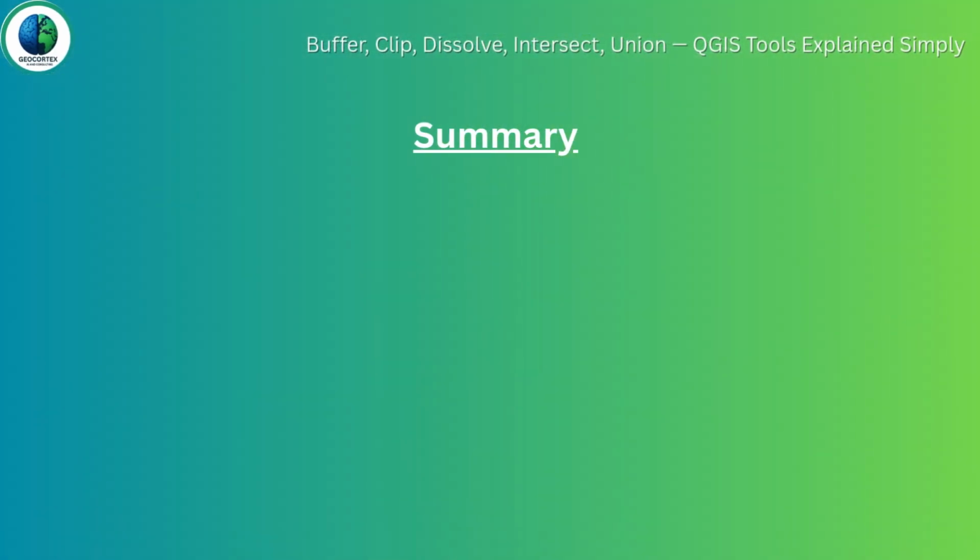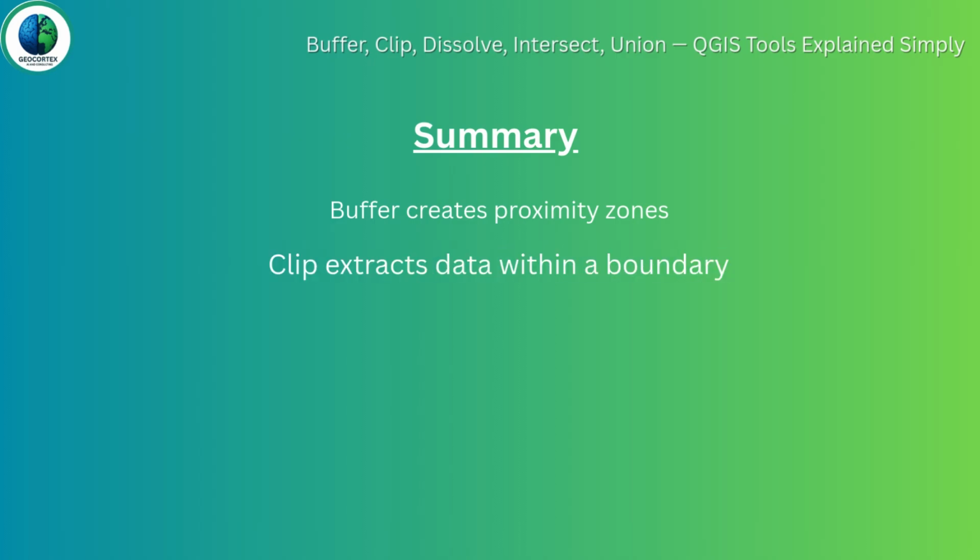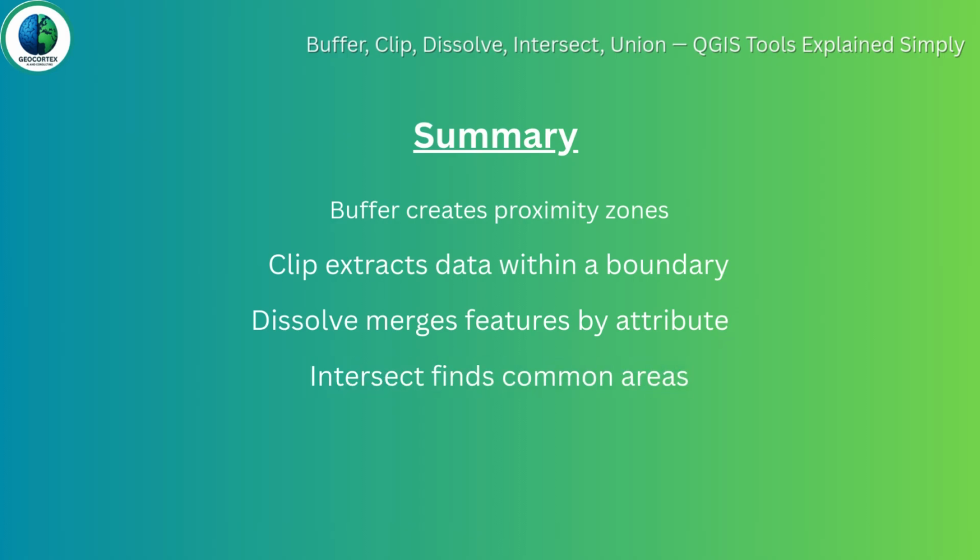So let's recap. Buffer creates proximity zones. Clip extracts data within a boundary. Dissolve merges features by attributes. Intersect finds common areas. Union combines everything. When used together, these tools form the core workflow of geoprocessing in QGIS.